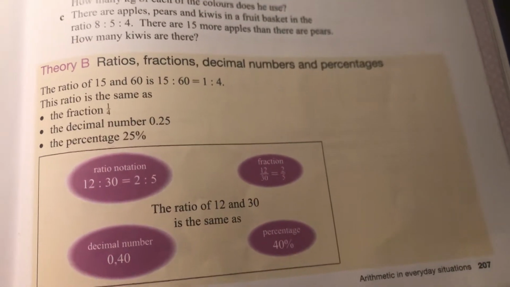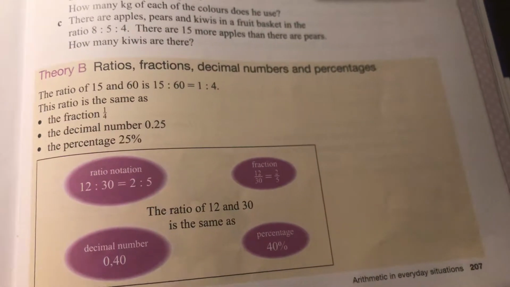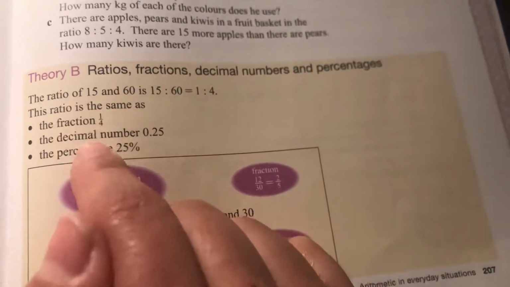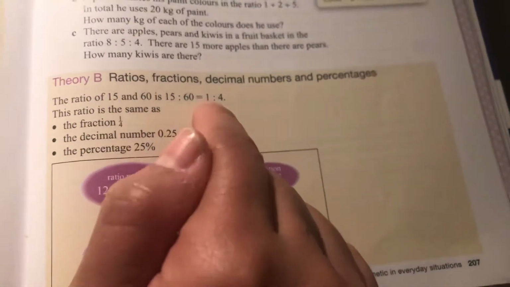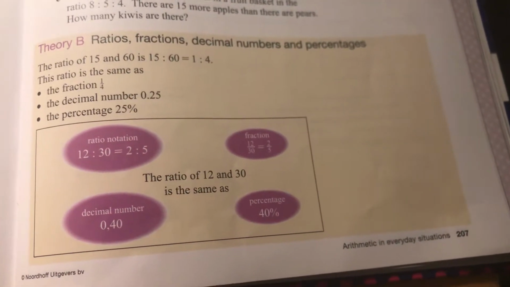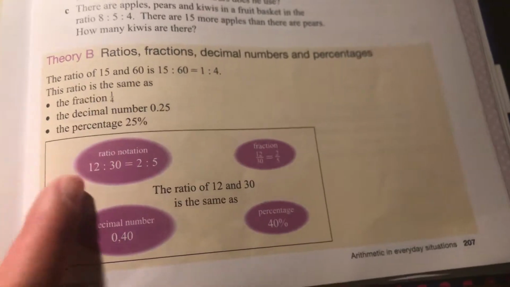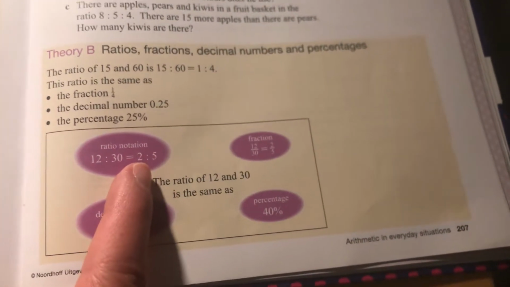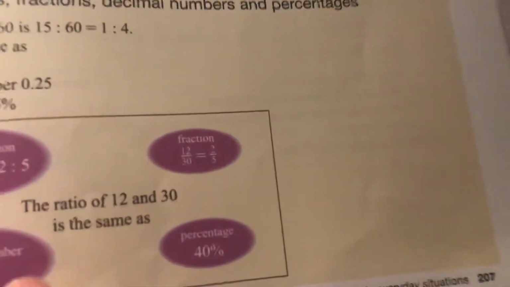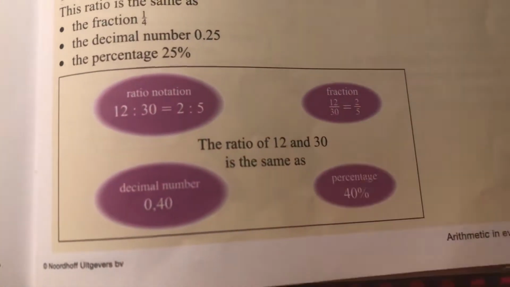So now the ratio is the same as 1 to 4, which you can also write 15 out of 16, but of course you simplify. So the ratio of 12 and 30 is the same as, let's first write it, ratio notation, and then simplify it, 2 out of 5. Then the fraction, look, 2 out of 5, the fraction 2, 5.